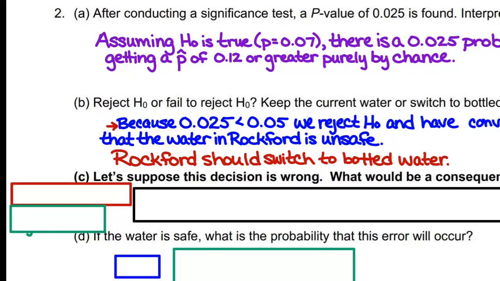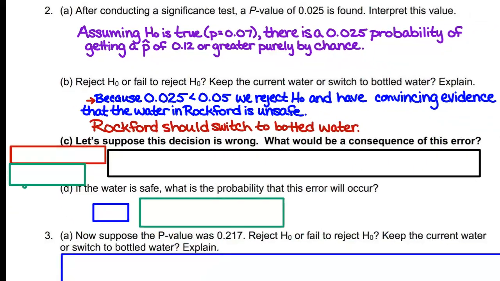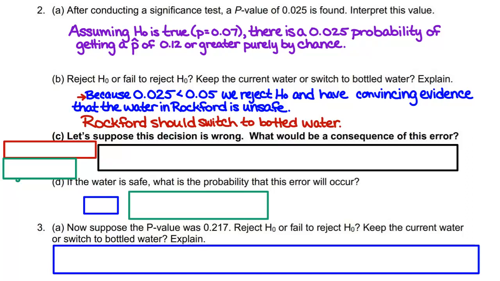All right. So I want to suppose that that decision is wrong. We've made a recommendation based on this p-value that the water is unsafe, and we've told the city, you need to switch to bottled water. If that decision was wrong, what would a consequence of that decision be? I want you to think real world context. What would be a consequence of being wrong about this?